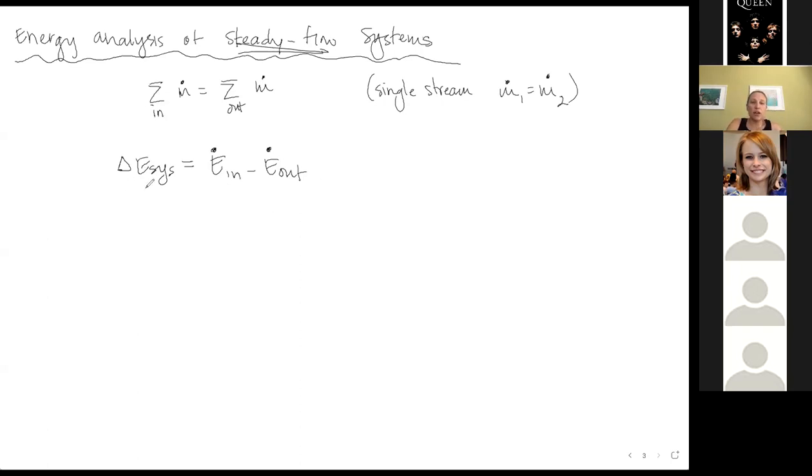The energy of the system is not changing because this is a zero. We're at steady state, steady flow, so we have no change in energy of the system. Which means the energy over time coming in must equal the energy over time going out.